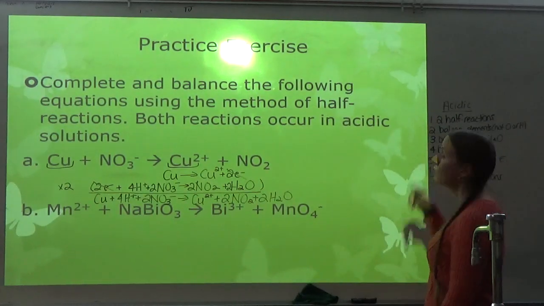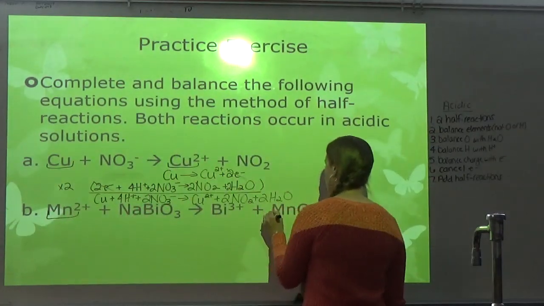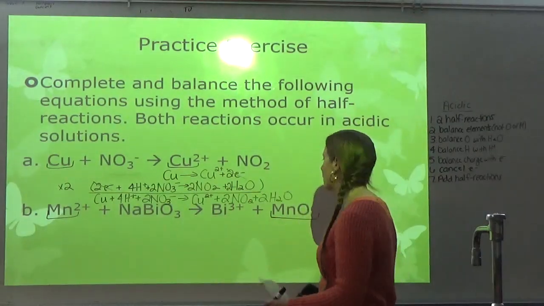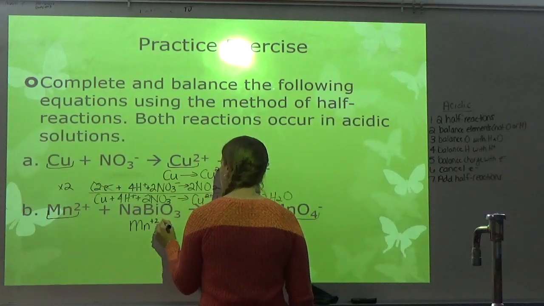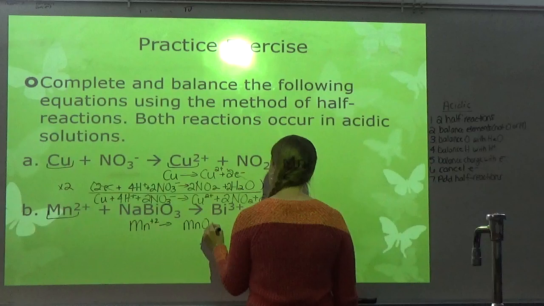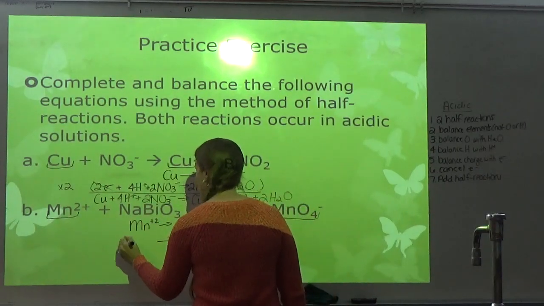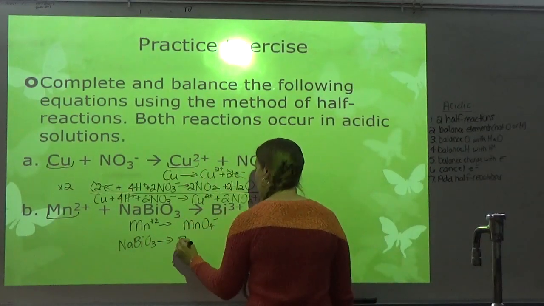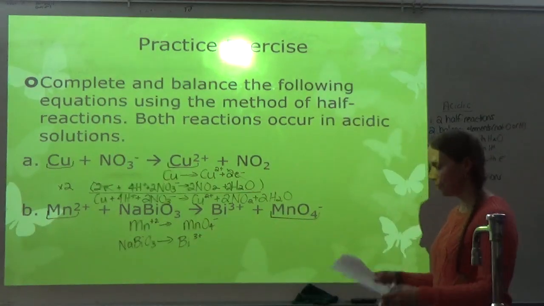So first step, write my 2 half reactions. I can clearly see that the Mn goes with the Mn, and the Bi is going to go with the Bi. All right, so I'm going to split it up. So I have Mn2+ yields MnO4-. All right, for my other half reaction, I have NaBiO3 yields Bi3+, just like that.